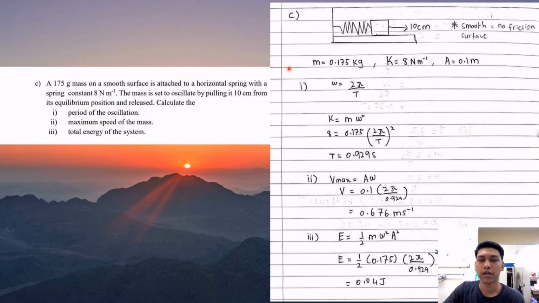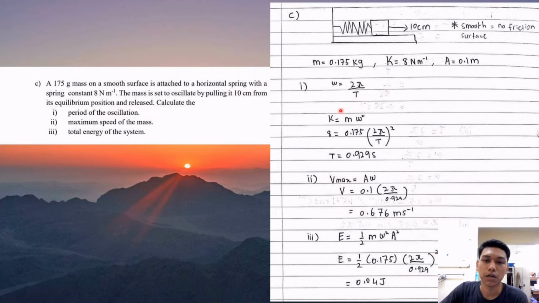So we recall the information given. So the mass is 0.175 kilogram, and the spring constant is 8 Newton per meter, and the amplitude is 0.1 meter. So the first one, the period of oscillation. So we use the formula angular velocity equal to 2 pi over T.